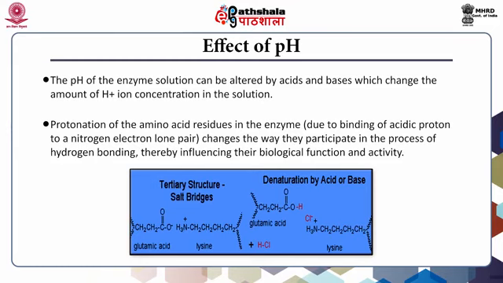Protonation of the amino acid residues in the enzyme due to the binding of acidic proton to a nitrogen electron lone pair changes the way they participate in the process of hydrogen bonding, thereby influencing their biological function and activity. Not only this, acids and bases can also disrupt salt bridges between oppositely charged amino acid residues on the protein surface. Salt bridges are basically stabilizing ionic interactions in a protein or an enzyme. This is shown in the figure below. Salt bridges that exist between glutamic acid and lysine are disrupted in the presence of acid or base.